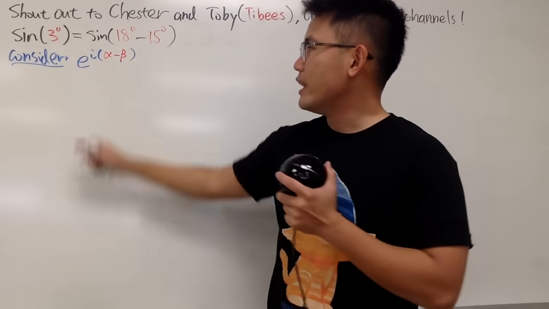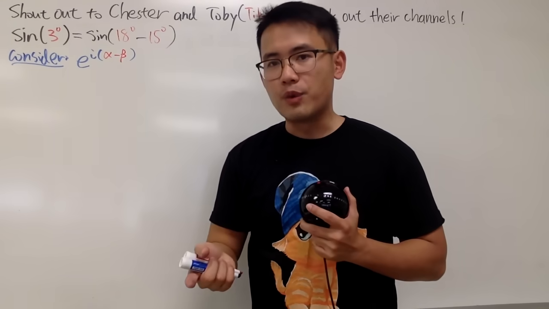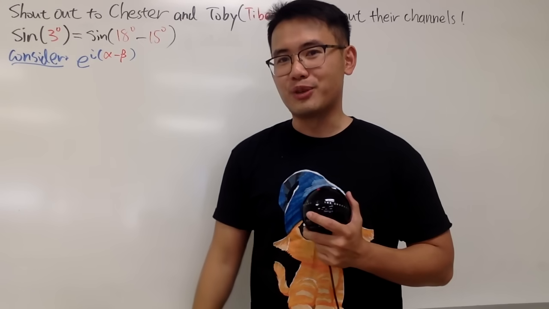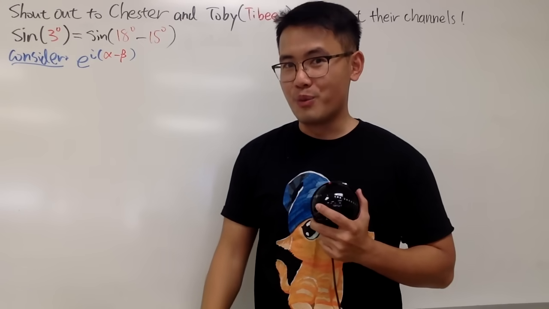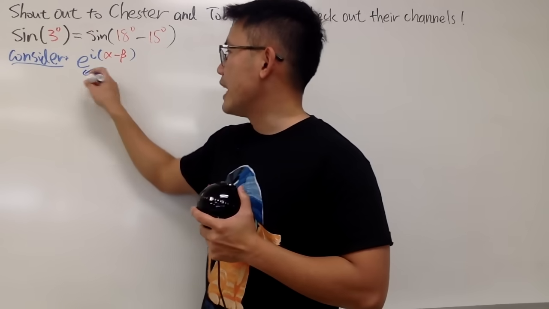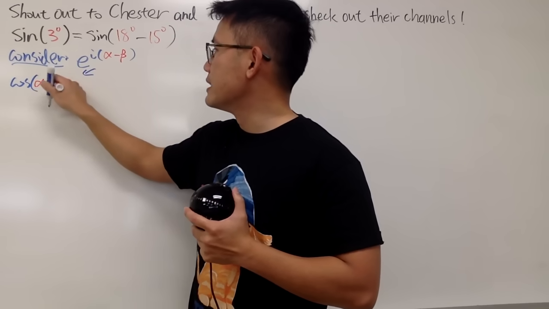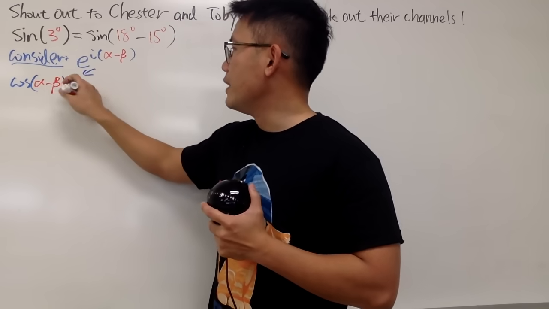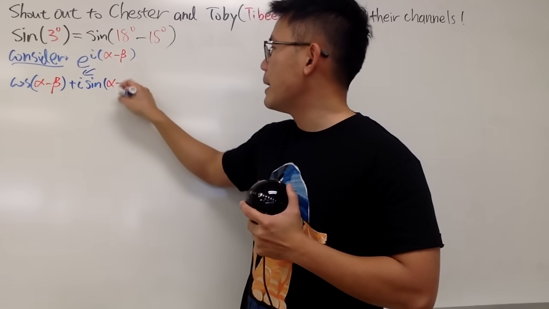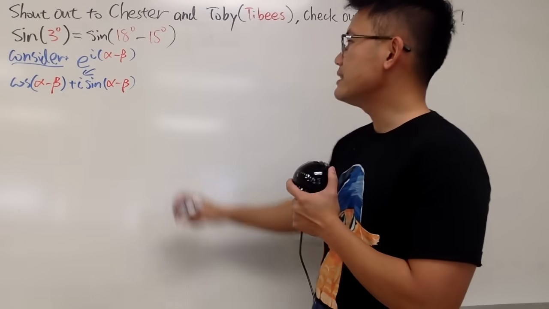First thing first, whenever we have e to the i theta, an angle, we can use Euler's formula. And Toby has a really nice video on Euler's formula, so be sure you guys go check that out. Here I'll just use the formula. What we will get is cosine of the angle, which is alpha minus beta, and then we add i times sine of the angle, which is alpha minus beta, like this. Okay, so this is nice.